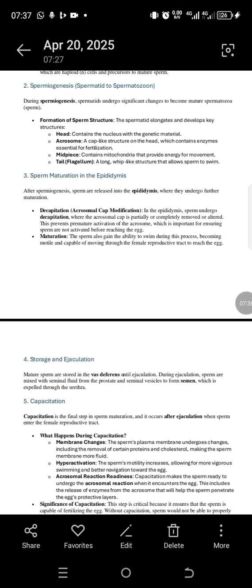What's the importance of capacitation, in case you come across a multiple choice question? This step is critical because it ensures that the sperm is capable of fertilizing the egg. Without capacitation, sperm would not be able to properly undergo the acrosomal reaction and fertilize the egg. Once the sperms have been capacitated, they encounter the egg in the fallopian tube. We've got different parts of the fallopian tube, which we'll talk about, and you need to know that fertilization takes place in the ampulla.